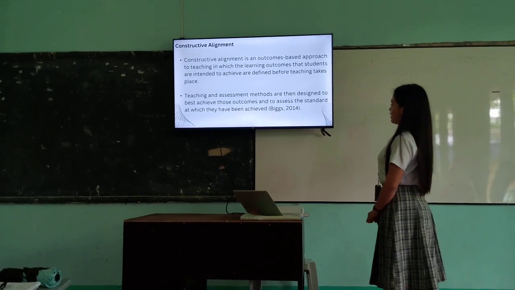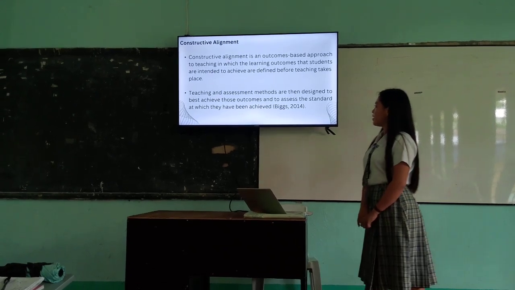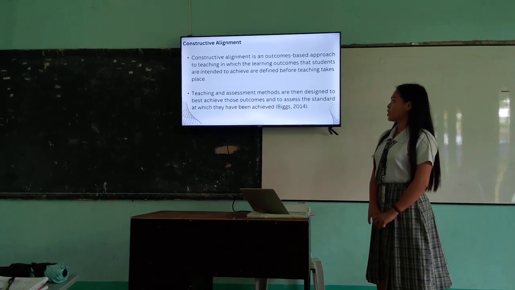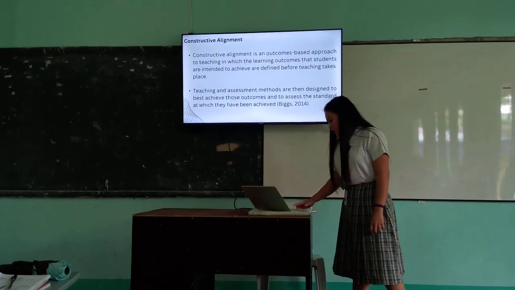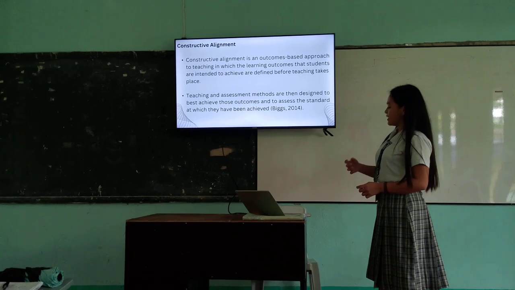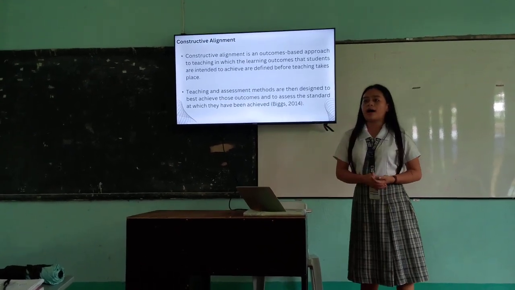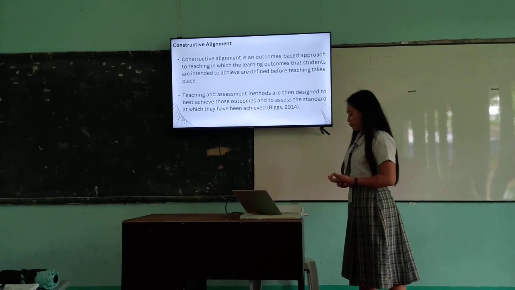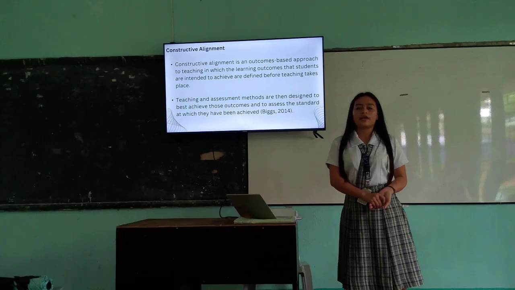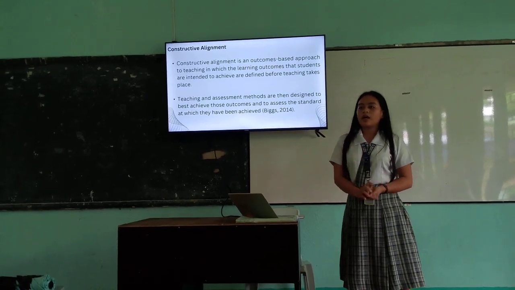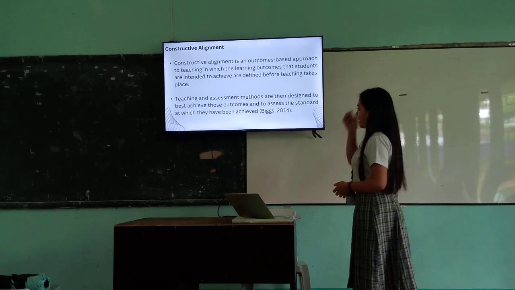Teaching and assessment methods are then designed to best achieve those outcomes and to assess the standard at which they have been achieved. So, dito naman sa teaching and assessment methods is ginagawa ito upang magsilbing guide para makita if yung learners mo is may na-achieve ba siya at the end of the lesson.